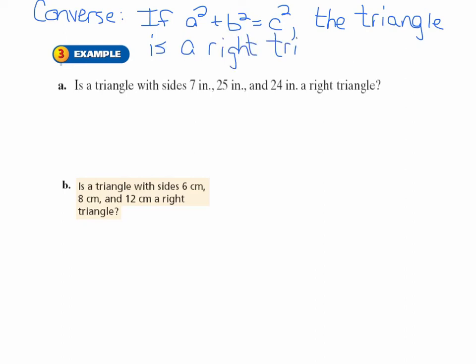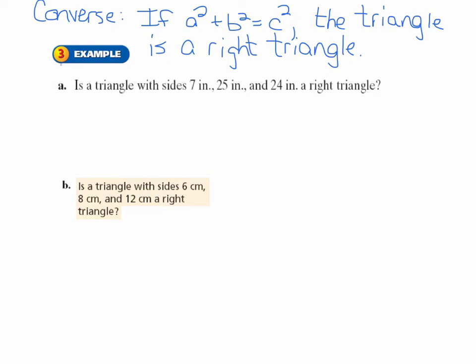Now, not every converse of every statement is true, but in the case of the Pythagorean theorem, which I'm having trouble saying right now, it is true. If you have three lengths and a squared plus b squared equals c squared, then you can be assured that they make up a right triangle.